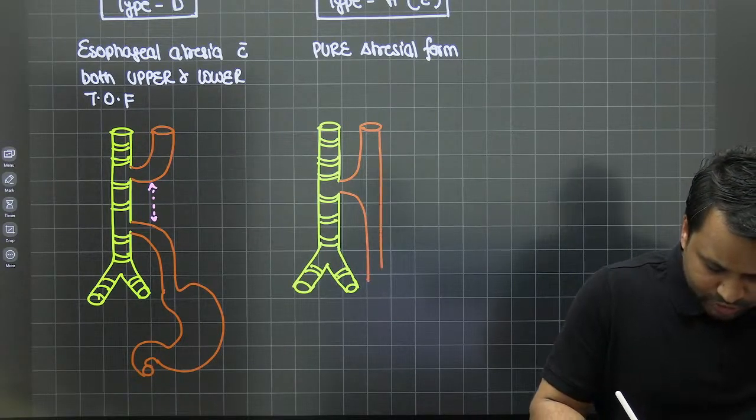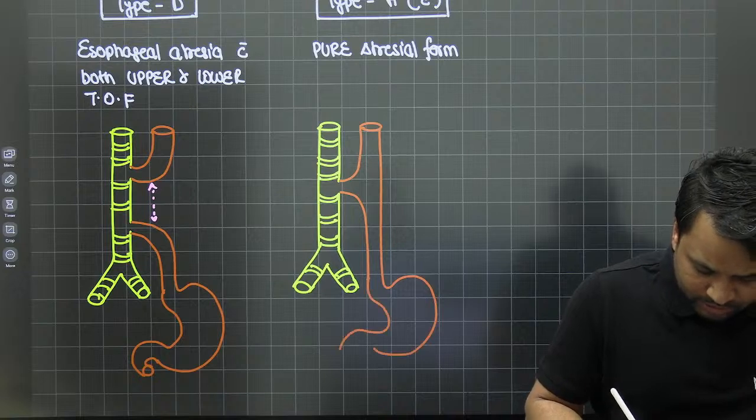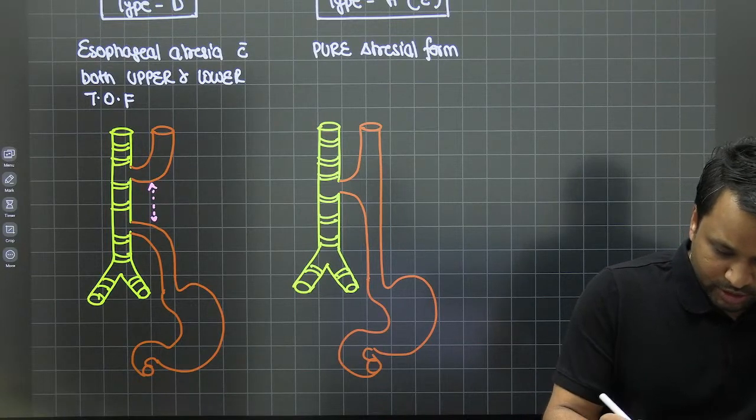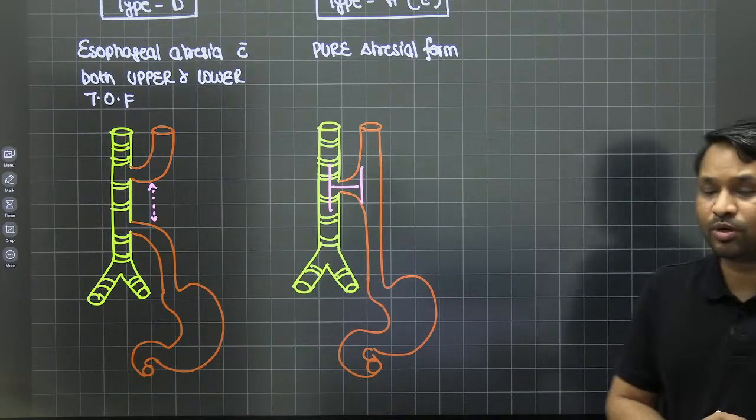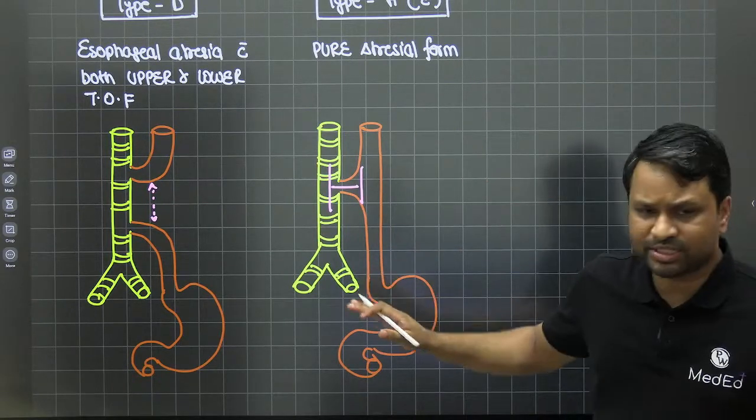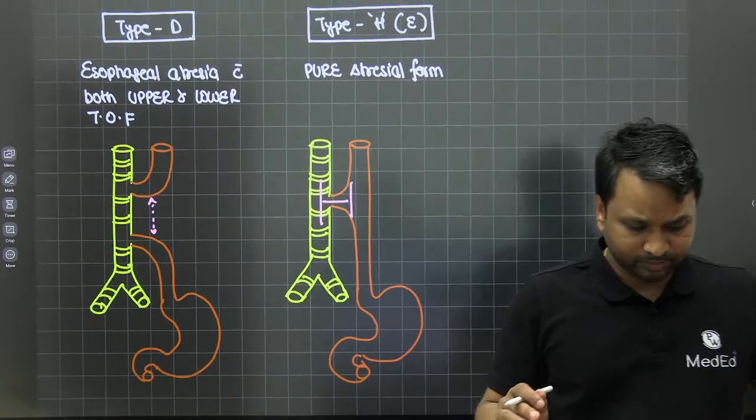There is only a fistulous tract between these two because it looks like the English alphabet H. If you can see here, this looks like an English alphabet H. This is what we call an H variety. There is no atresia. It is a pure fistula form, right?